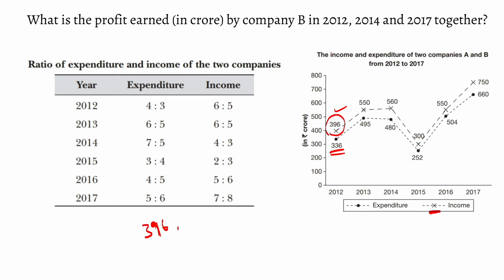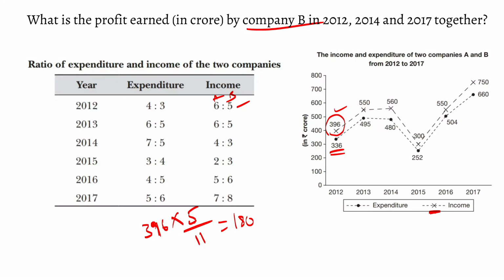But we are asked to find out only for company B. So for company B in 2012, what is the ratio of income? 6:5, right? For both A and B. This is for A, this is for B. So we want only for B. So B's part is 5 by total parts 6 plus 5, that is 11. So 396 into 5 by 11 is equal to 180. What is 180? 180 is the income of B in 2012.